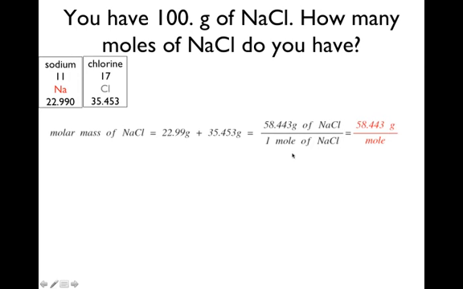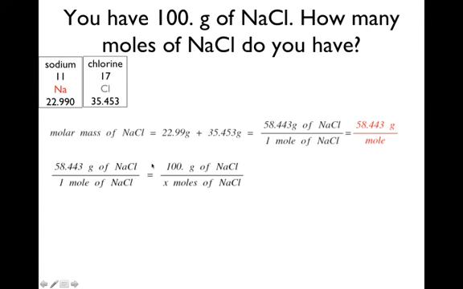Basically, what that means is if you have 58.44 grams of table salt, you have about 1 mole of table salt. And vice versa, if you have 1 mole of table salt, you know that it weighs about 58.44 grams. So 58.44 grams of table salt per mole. That doesn't answer the question because we have 100 grams of table salt, but we can use this fraction as a reference to compare 100 grams.